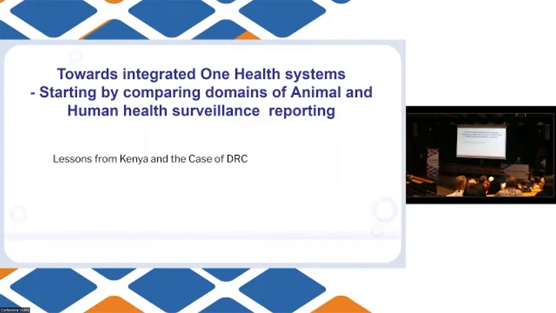So we start by comparing the domains of animal health with human health surveillance, to see what the differences are, because if you just take the approach from human health and try to implement it in animal health, it doesn't necessarily pay off very well. So we are looking into lessons from Kenya, and we have a pilot project working in DRC, which we then try to apply the learnings to.